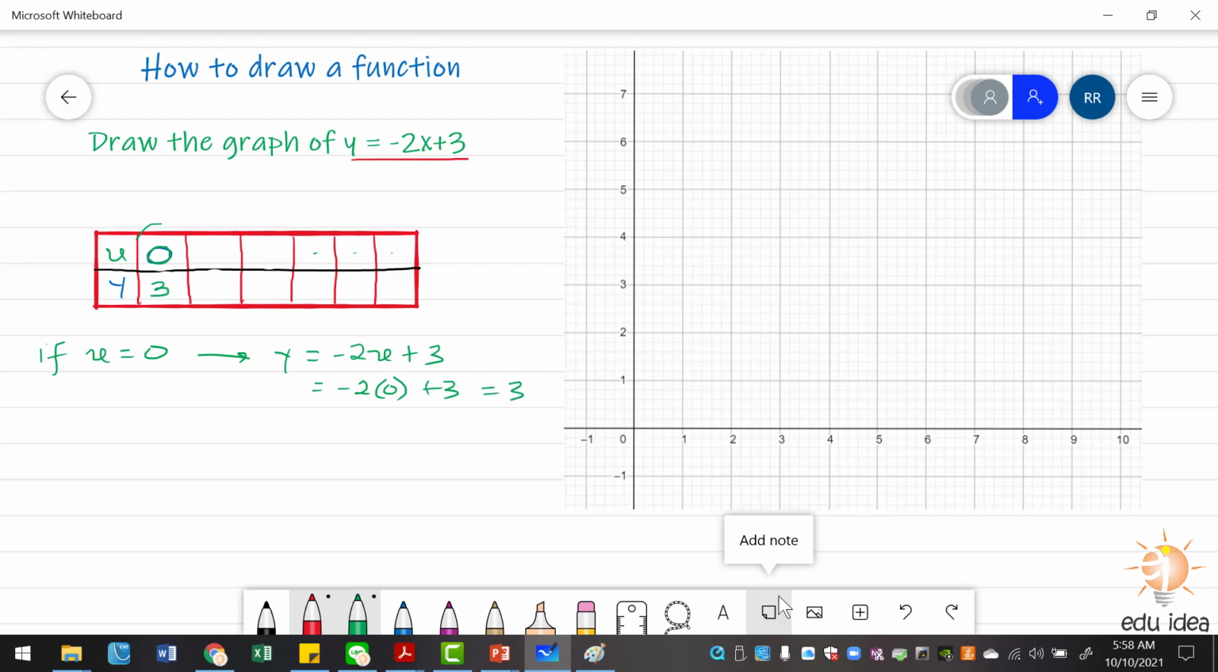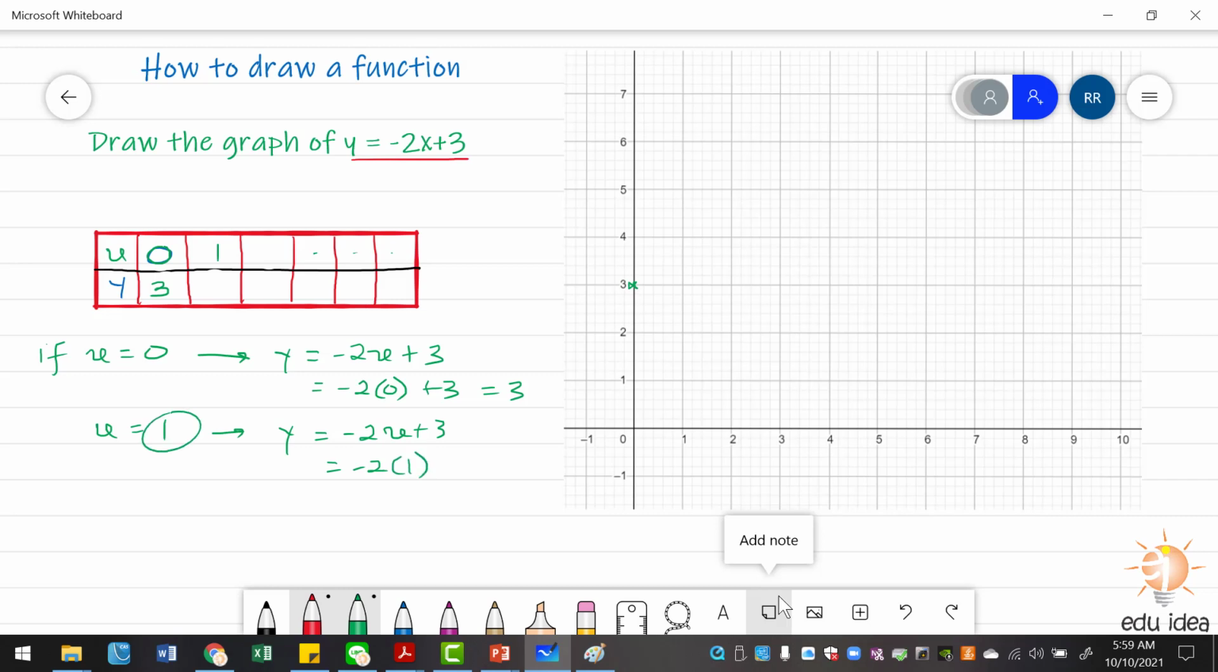Okay, so again, we draw this as the coordinates on the Cartesian plane. So the coordinates should be here, right? Okay, choose another number. So let's say I'm going to choose x equals 1. So put 1 in here, and then put that into the equation, into the function. Y equals minus 2x plus 3 will become minus 2 times 1.